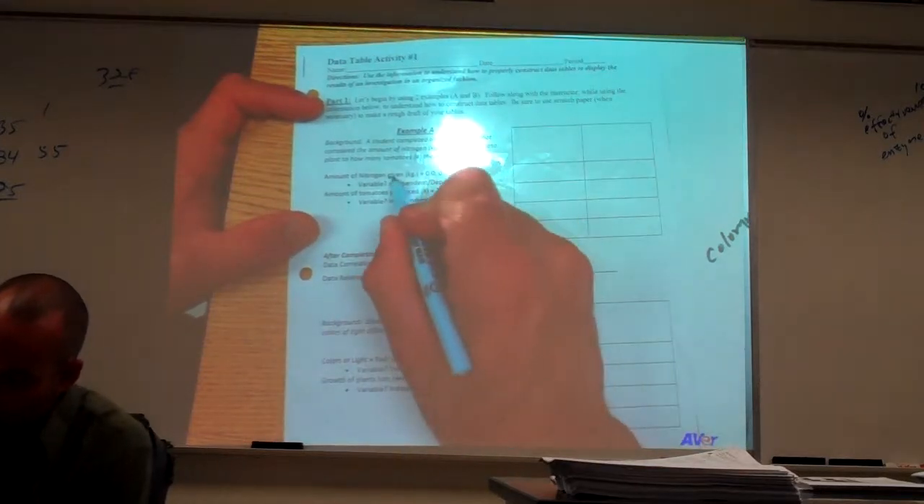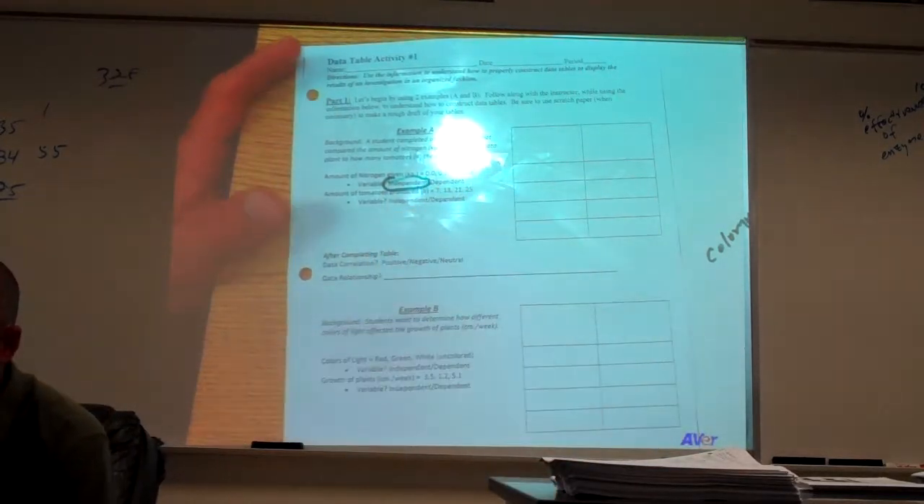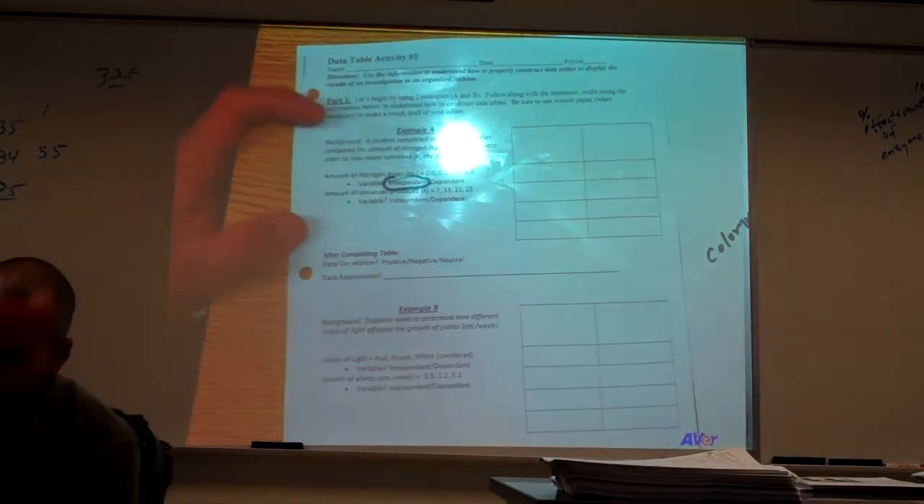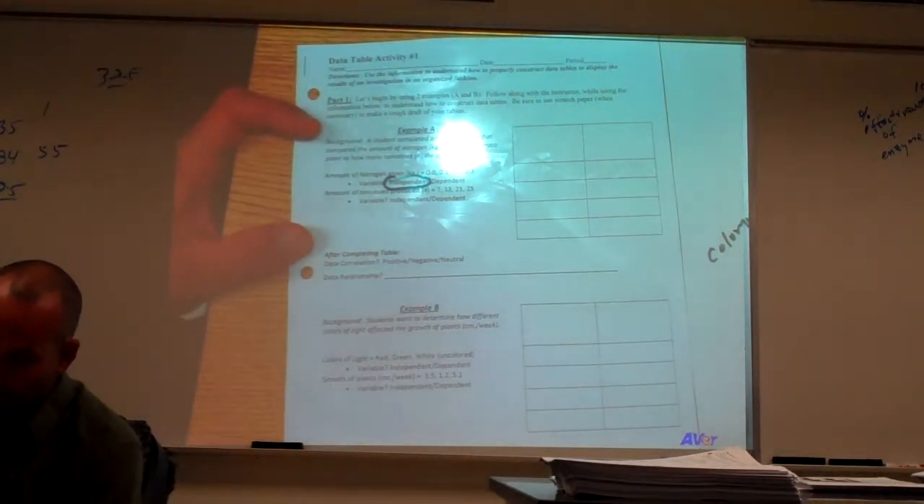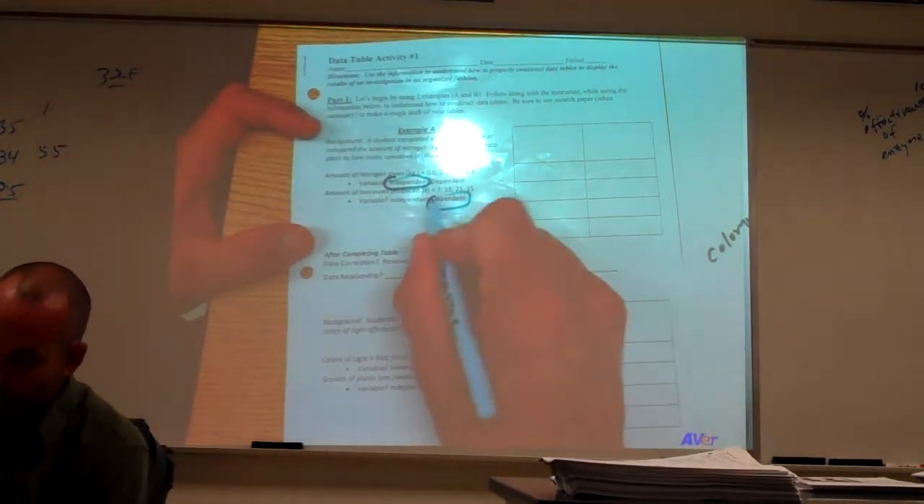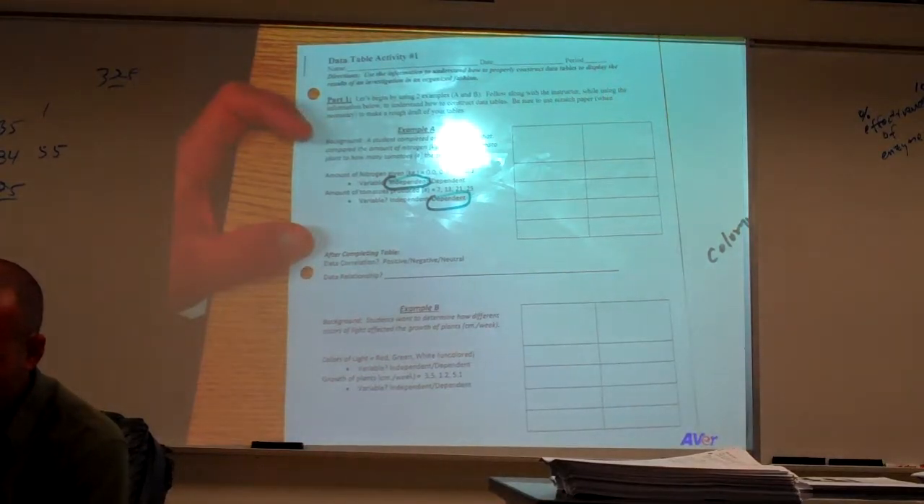So let's circle independent variable. So which column is that going? Left or right? Left. Okay? So amount of tomatoes we know is our dependent variable. We're going to be shoving that to the right.